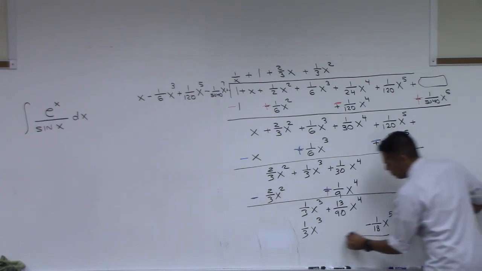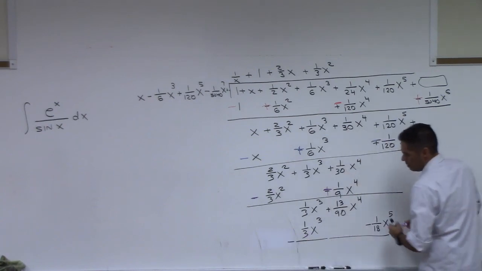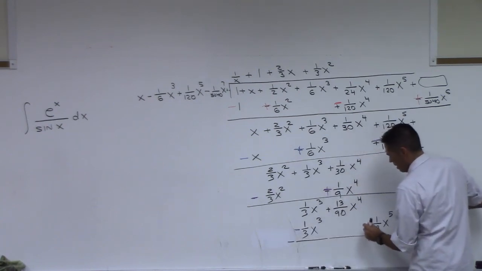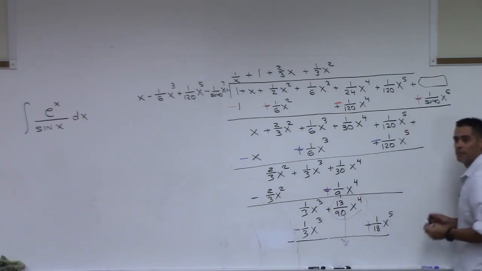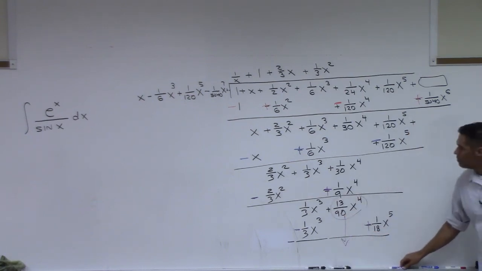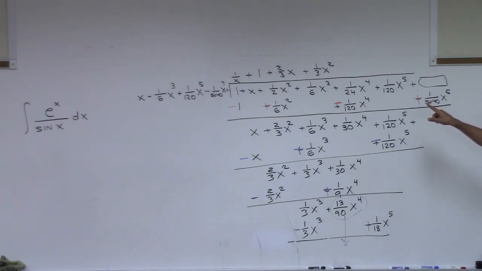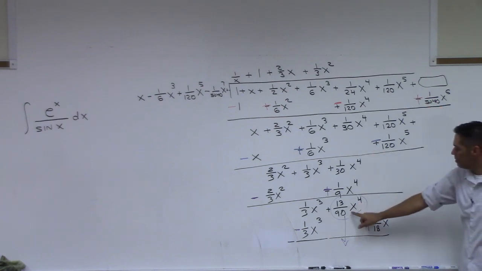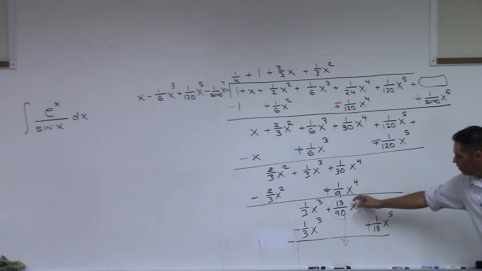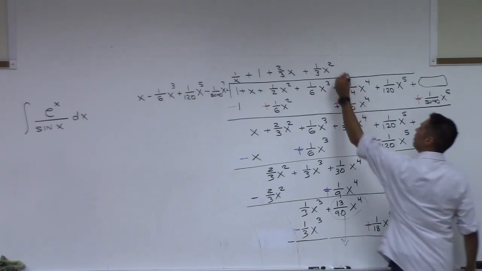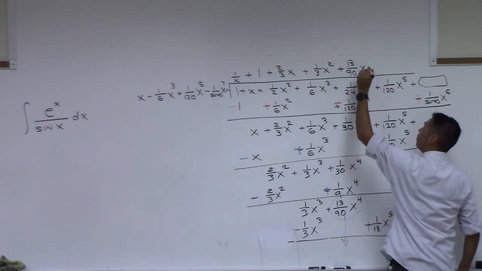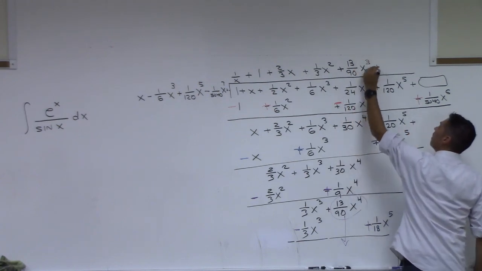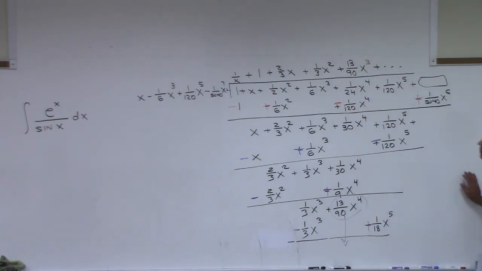And then come through and subtract, add. This will be the next piece that drops down, right? So what would my last piece that I need here be in order to turn x into this? Right? 13 over 90 x cubed plus dot, dot, dot. There we go.